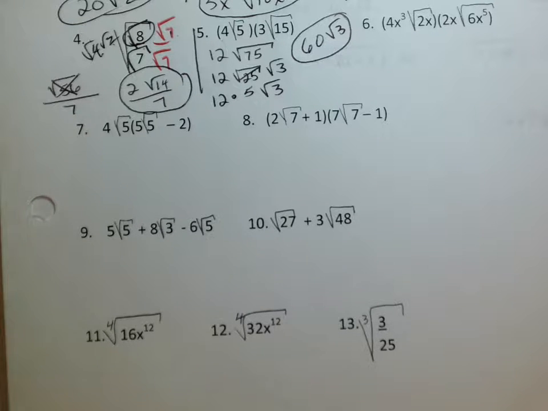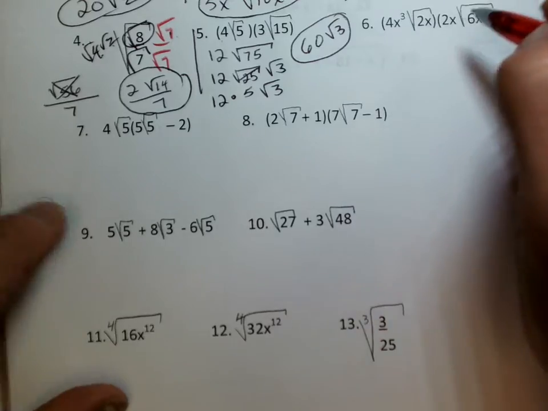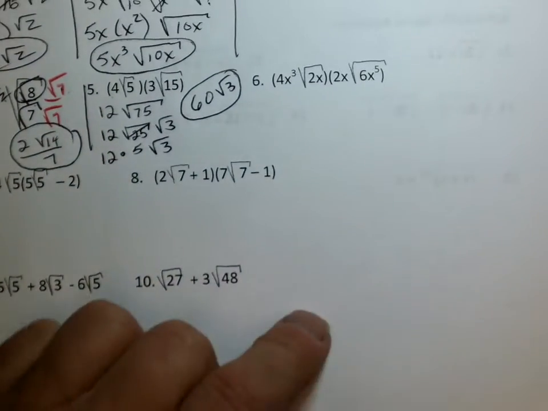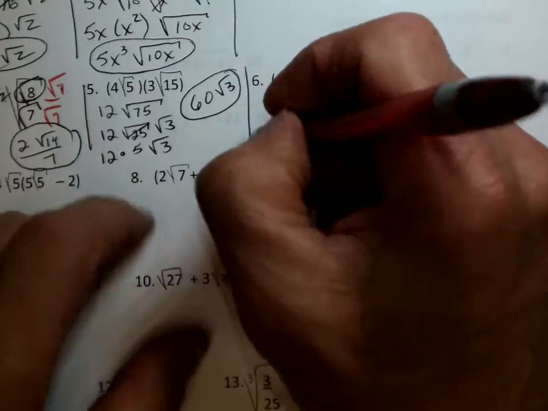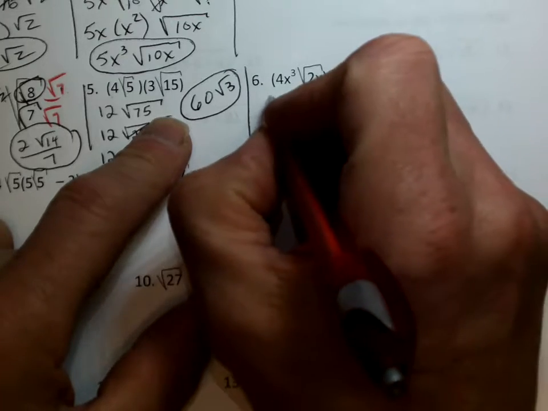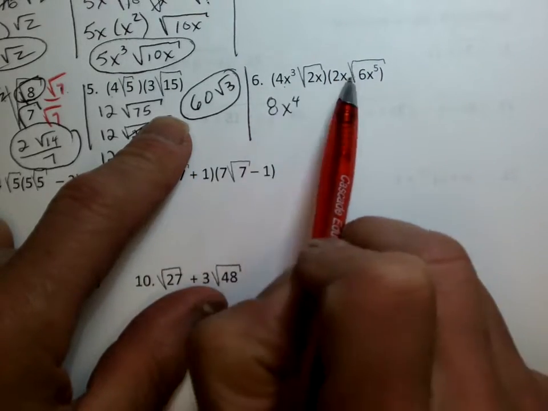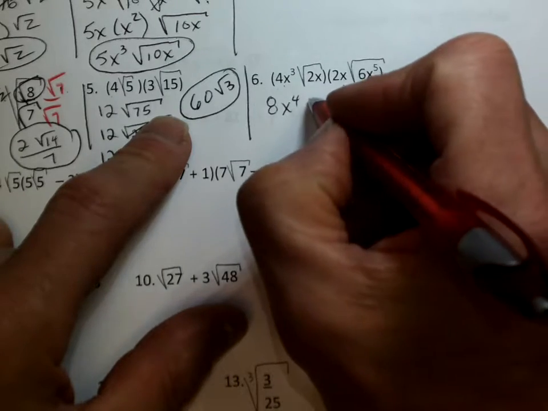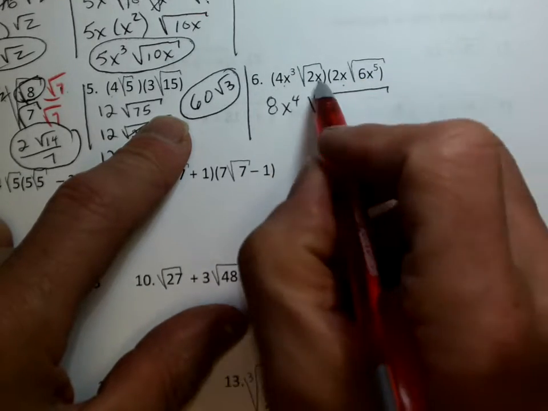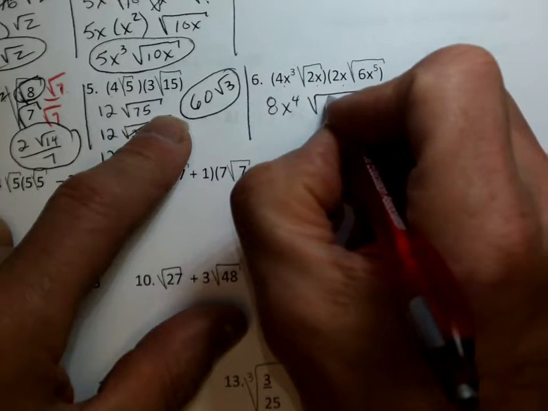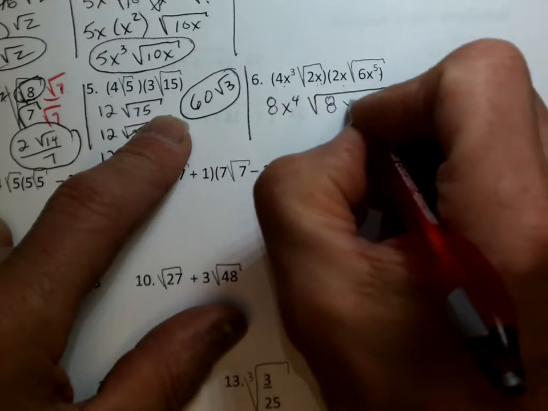Number 7. We're just going to distribute. Oh, number 6. Screw over number 6. Multiply. 6 is just a bigger version of 5. I'm going to get an 8x to the 4th. Okay. 4x cubed times 2x. Multiply the square root, so I get a square root of 8x to the 6th.